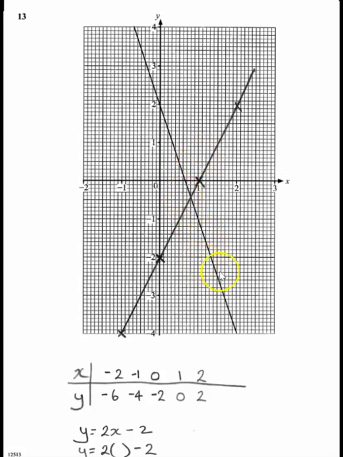Now to find the solution to this, we need to find the coordinates of where they cross. So we need to find the x value of it, so we look at the x-axis, and we find out where our x value would be, and we find where our y value would be here.